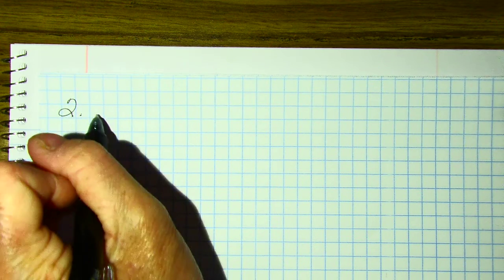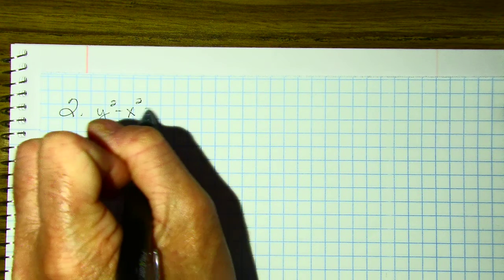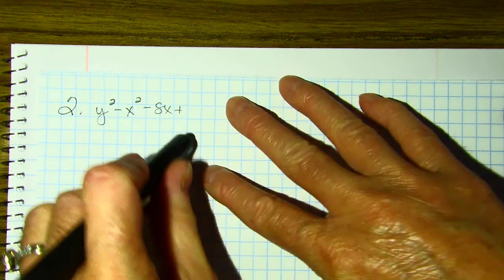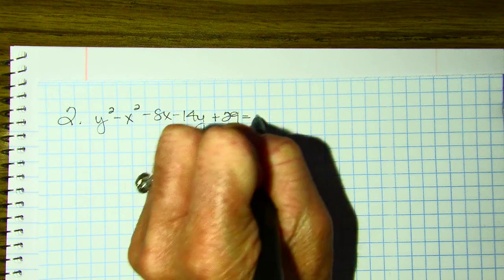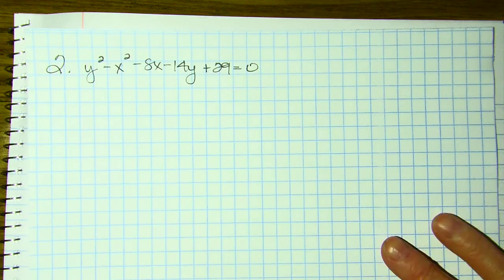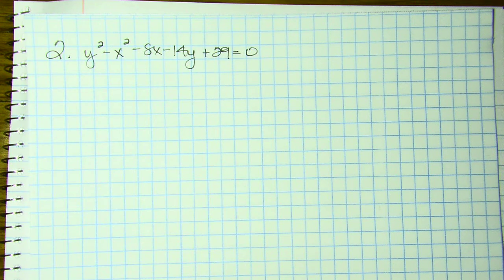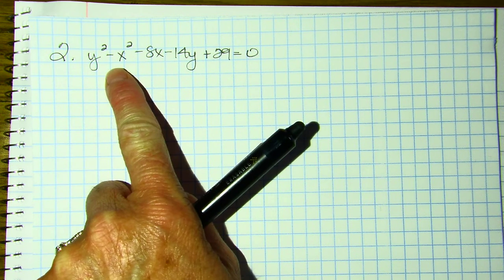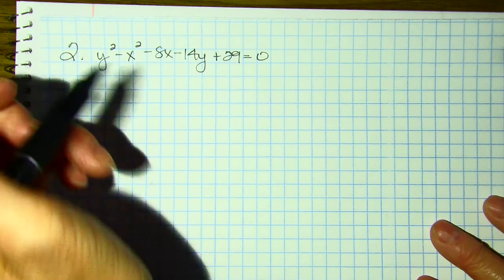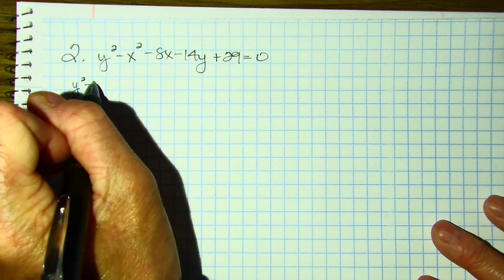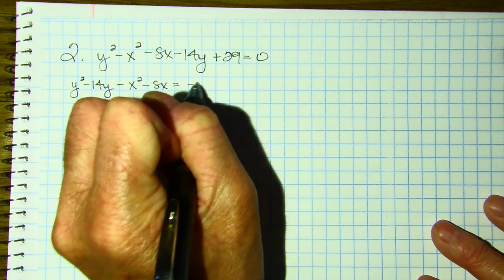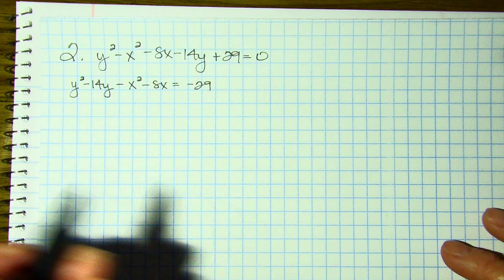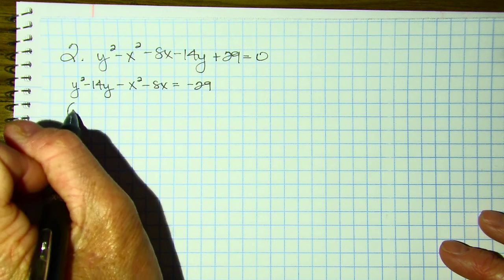We have 2 more problems, and that'll sum up our notes. So the second one, y squared minus x squared minus 8x minus 14y plus 29 equals 0. Now I know this is a hyperbola because the sign in between y squared and x squared is a subtraction sign. Okay, so that tells me right off the bat what this is. So let's organize our terms. Y squared minus 14y minus x squared minus 8x equals negative 29. Now I don't have anything to factor out, so I can go straight to completing the square.